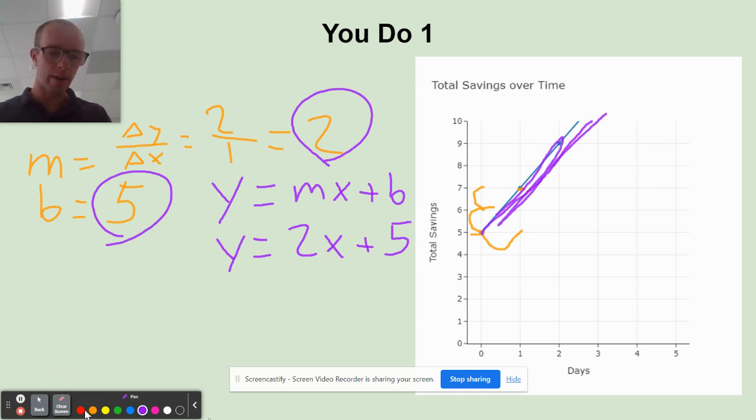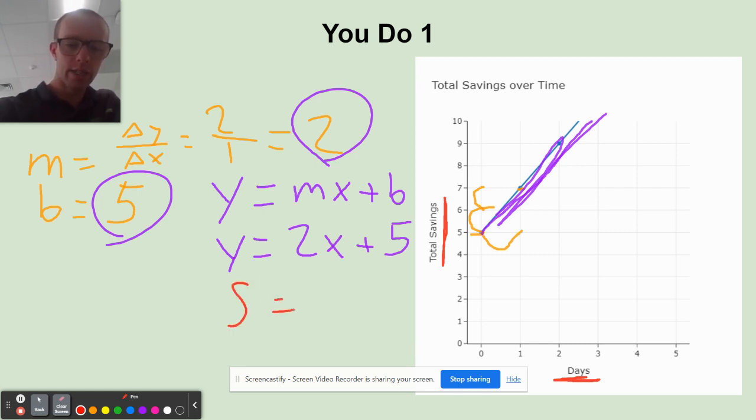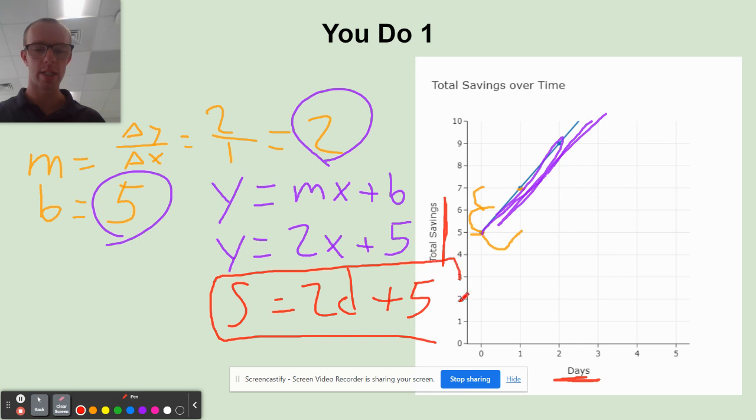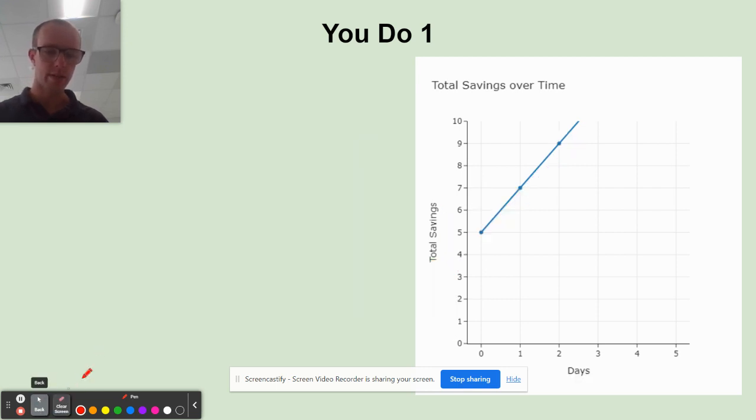But I can do a little better. I can also plug in for x. The x in this scenario is days, and the y is savings. And so for the y, I could put an s. For the days, I could put a d. All right. So what's the relationship between how many days and your savings? We can show that relationship as the savings is equal to 2 times the amount of days plus 5. All right.